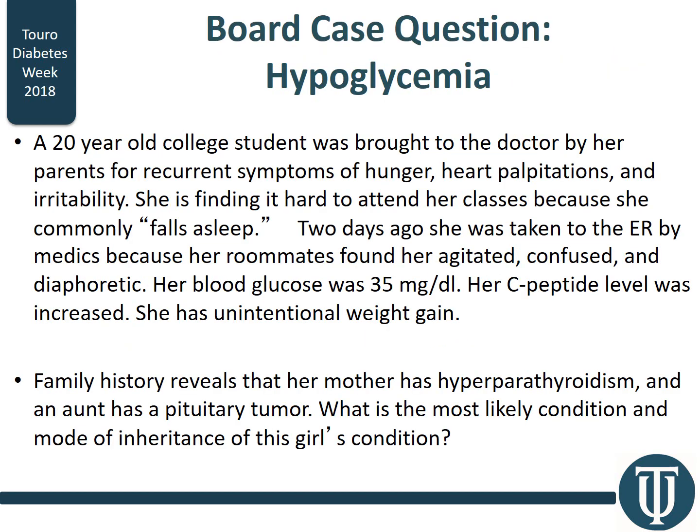So you have a 20-year-old college student who's brought to the doctor by her family members because she's had recurrent symptoms of hypoglycemia, and it's hard for her to keep awake and function. In fact, during one of these episodes, she was taken to the emergency room, and she was found to be agitated, confused, and diaphoretic, and someone astutely checked her glucose, and her glucose was 35 milligrams per deciliter. Certainly abnormal by all intents. What was unique about this case is they happened to have ordered a C-peptide level at the time of her glucose, and it was increased.